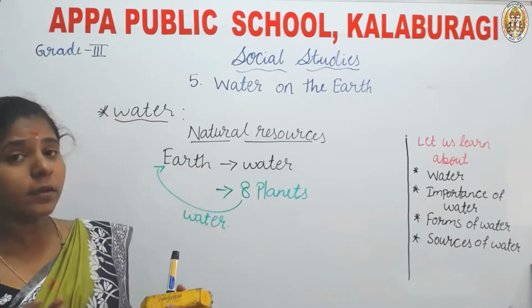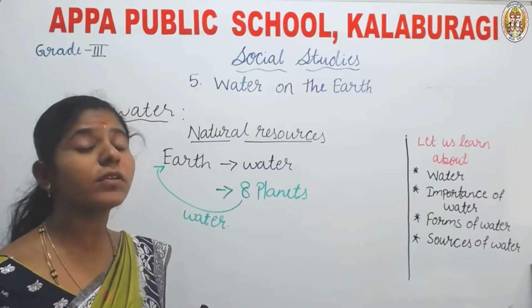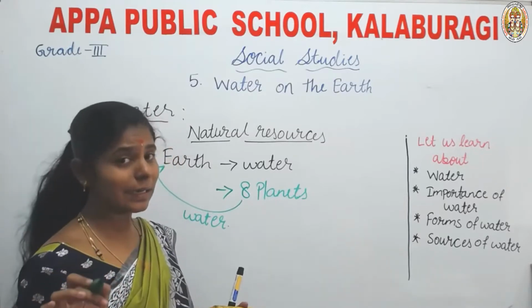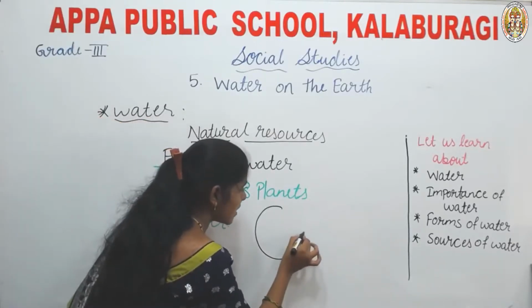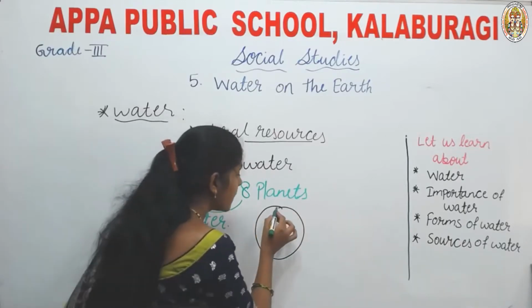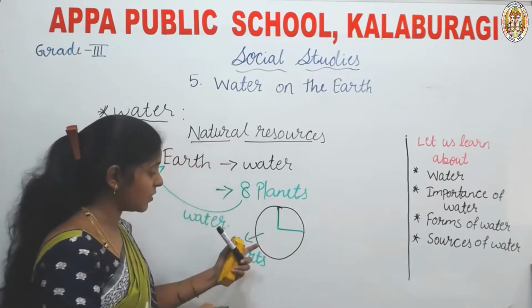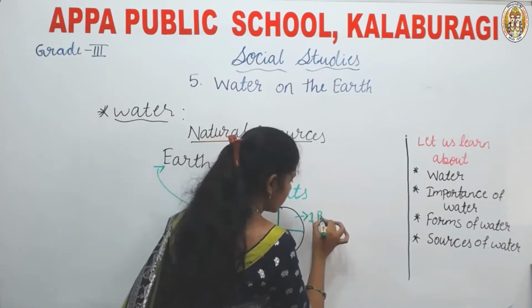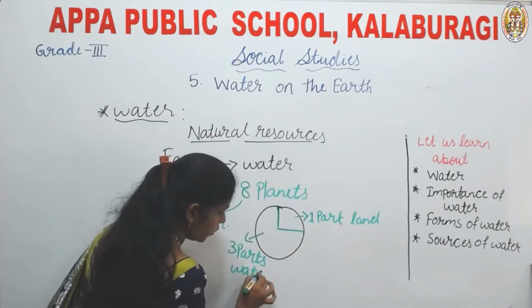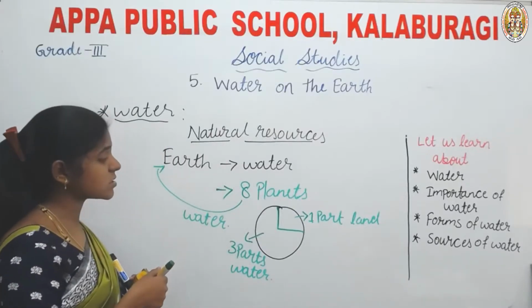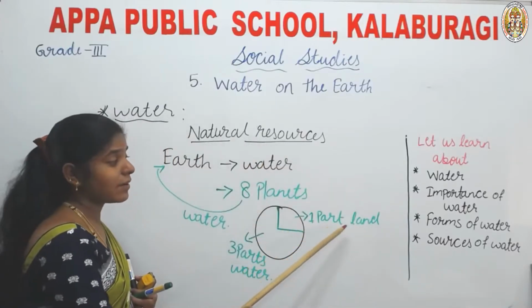We have already learned in lesson number 2 how most of the Earth's surface is covered by water. Three parts of the Earth's surface are covered by water, and only the remaining one part is covered by land.